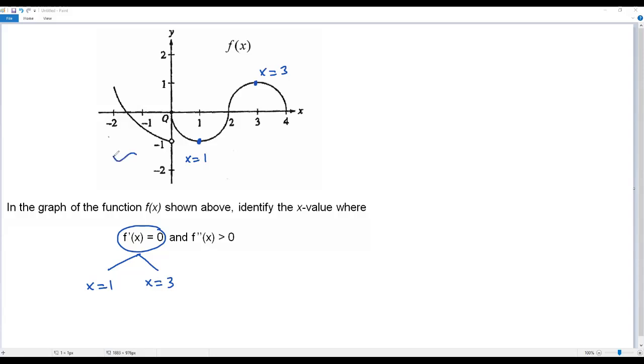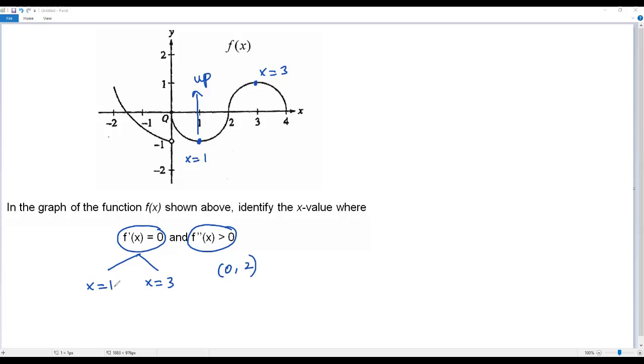From negative to 0, if I consider this particular part, the graph of the given function is concave up. But we have to find the value of x which satisfies both conditions. The values we already got for the first condition, x equals 1 and x equals 3, do not come in this part, so we can ignore it. Let's consider the other parts where it is concave up. Clearly from 0 to 2, the graph is concave up. So f double prime of x is greater than 0 in the interval 0 to 2, because only in this interval is the graph concave up.